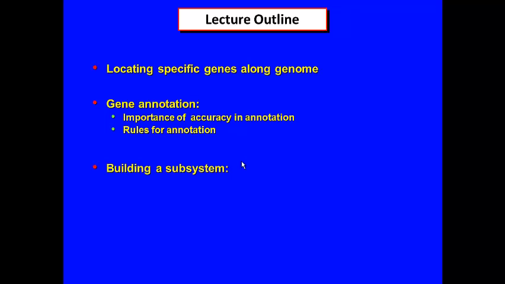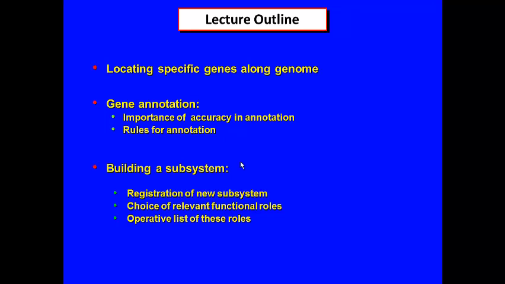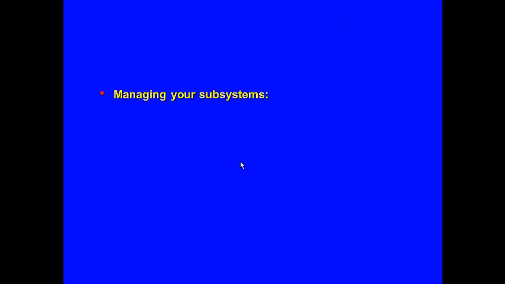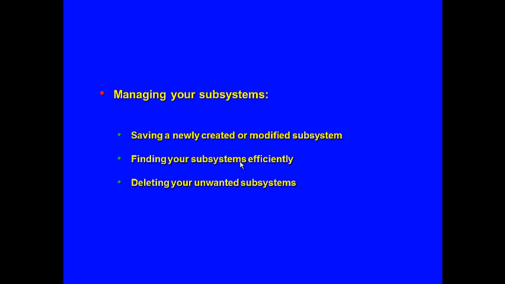Subsequently, we give you step-by-step instructions on how to build a new subsystem. We guide you in the registration of it, the choice of relevant functional roles, and the elaboration of a list of such roles. We teach you how to select and add genomes to the emerging subsystem, and finally, we show you how to generate a useful spreadsheet. Lastly, we teach you how to manage your subsystems, save them, find them, and even how to delete them if you no longer need them.